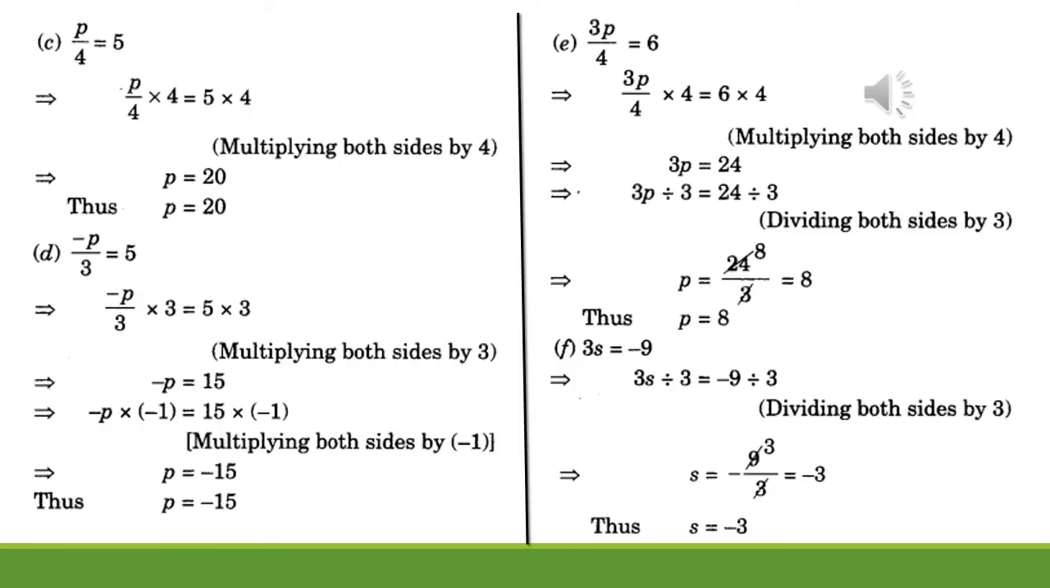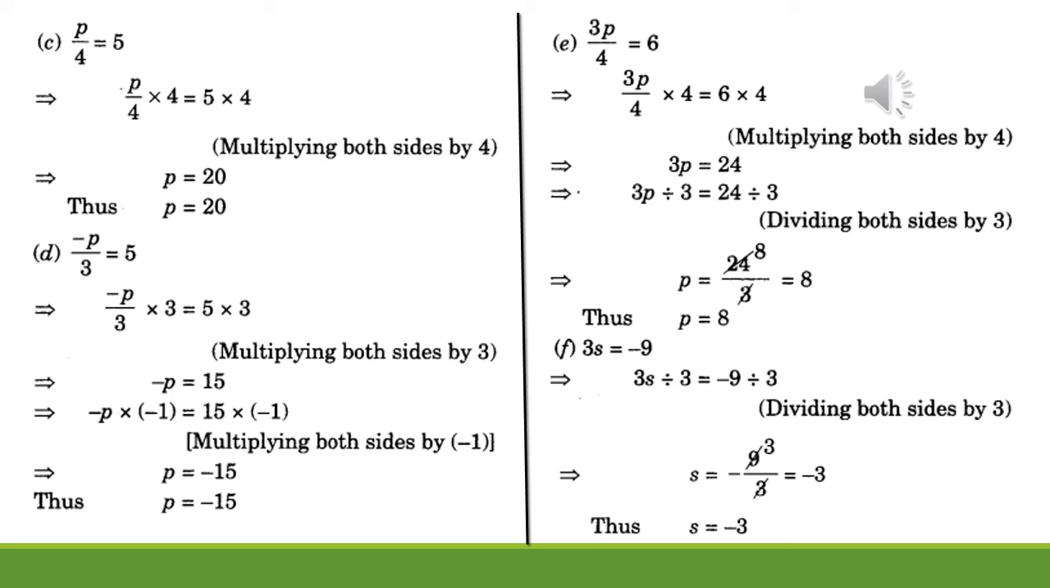Part C, p by 4 is equal to 5. So we have to multiply both sides with 4 to get rid of 4 from the denominator. P by 4 into 4 is equal to 5 into 4, or p is equal to 20. That is the solution.